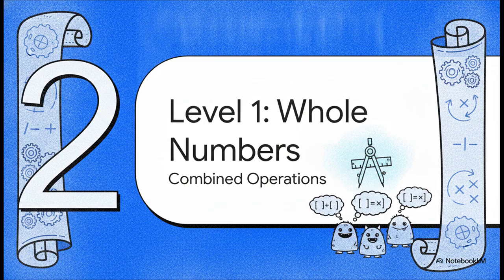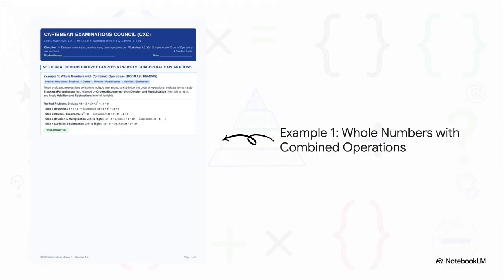All right, moving on to level 1, whole numbers. So, knowing the blueprint is one thing, right? But now it's time to actually use it. Welcome to level 1. This is where we practice our new tool on the basic grunts of the math world, whole numbers with combined operations. Just look at this raw problem straight from our source worksheet.